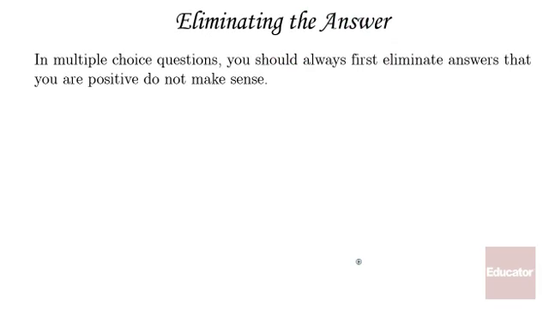This strategy is about eliminating the answer. This is one of the most important strategies that you need to think about. In multiple choice questions, you should always first eliminate answers that you are positive do not make sense. This means that later, if you're not sure about a question or an answer and you come back, you can focus your attention on the answers that are possibilities, because usually multiple choice questions will have 4 to 5 answers.